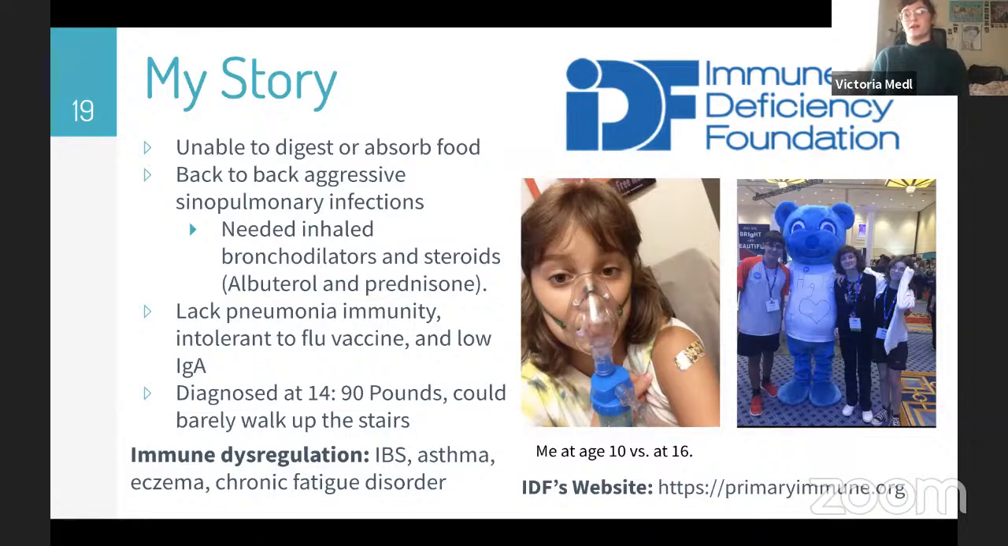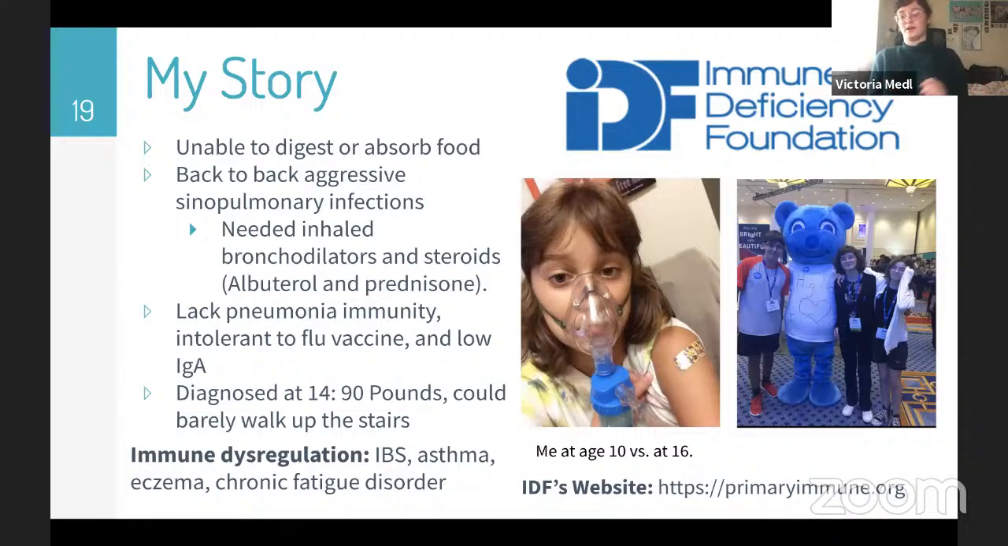When I was little too, I had back-to-back aggressive upper respiratory infections. I always had an ear infection every 2 weeks. And I was later diagnosed with asthma at around 5 years old. So they thought that it was because of my coughing, I was throwing up so often. I needed bronchodilators and steroids to open up my airways. And then I was like, okay.